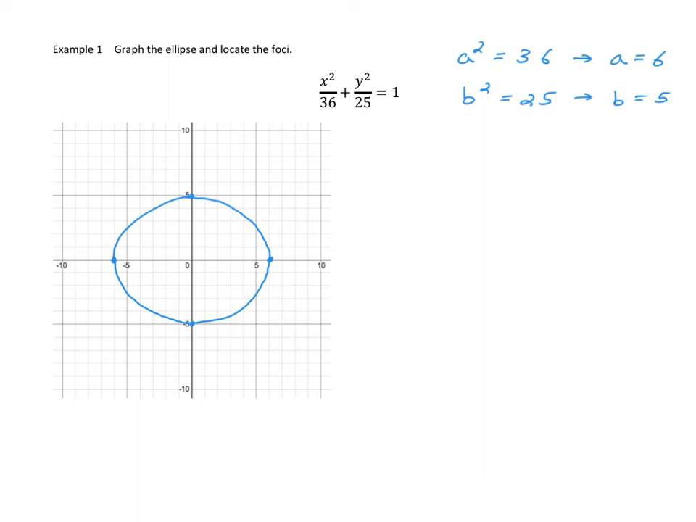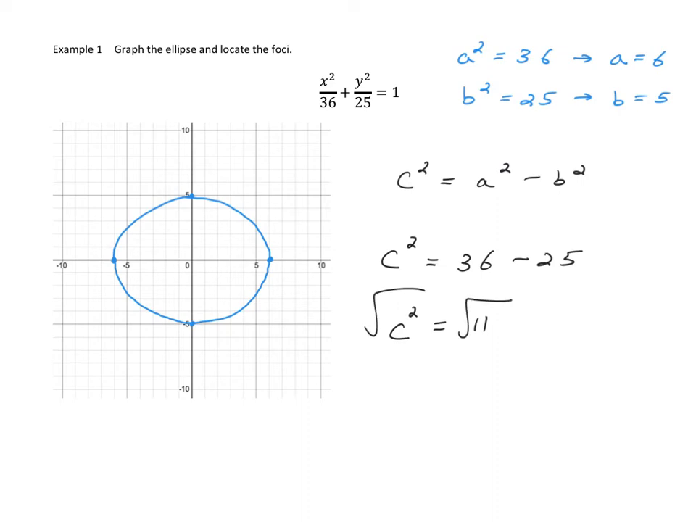All right, that being said, where are the foci? They have to be on this axis. They're always on the major axis of the given ellipse. And the formula that we have to solve for it is c squared is equal to a squared minus b squared. So c squared is equal to, well, a squared is 36, b squared is 25. And if we take the difference of those two numbers, that is 11. So if we solve for c, c itself is the square root of 11.